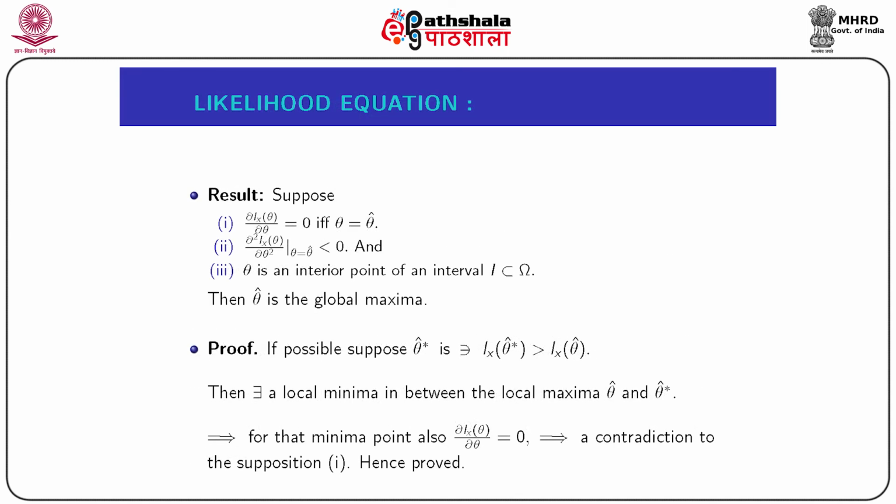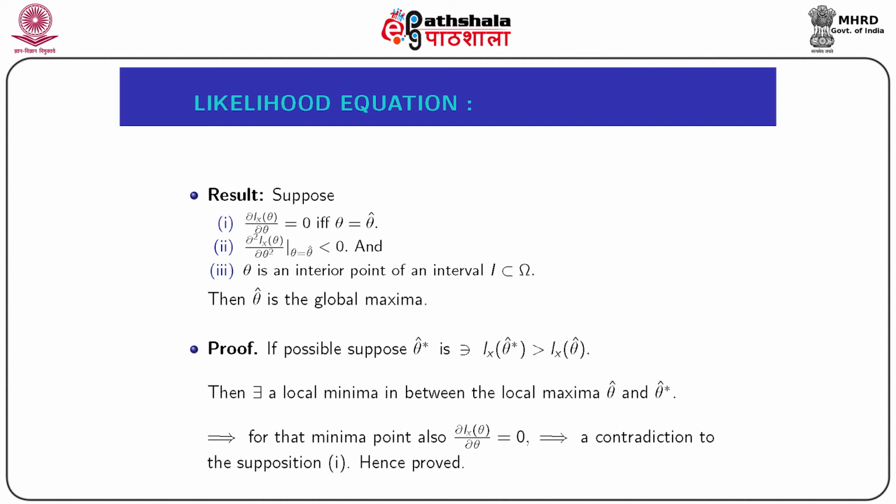Suppose the first order derivative of Lx theta with respect to theta equals 0 if and only if theta equals theta hat. The second order derivative of Lx theta is negative at the point theta equal to theta hat, and theta hat is an interior point of an interval which is a subset of the parameter space omega. Under these three conditions, theta hat is the global maxima.